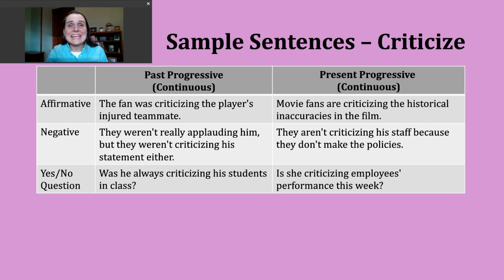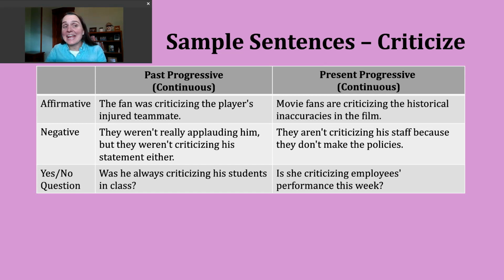Now, if you want to make a negative present progressive sentence, again, we always start with our subject. We use a present form of be, then not, and then the ing form of the verb. Now, I can take are not and make the contraction aren't. I can take is not and make the contraction isn't, but I cannot make a contraction with am not. Okay, so don't try and combine those. Let's take a look at another negative example. They aren't criticizing his staff because they don't make the policies. So again, we're talking in the negative, an action that is not ongoing.